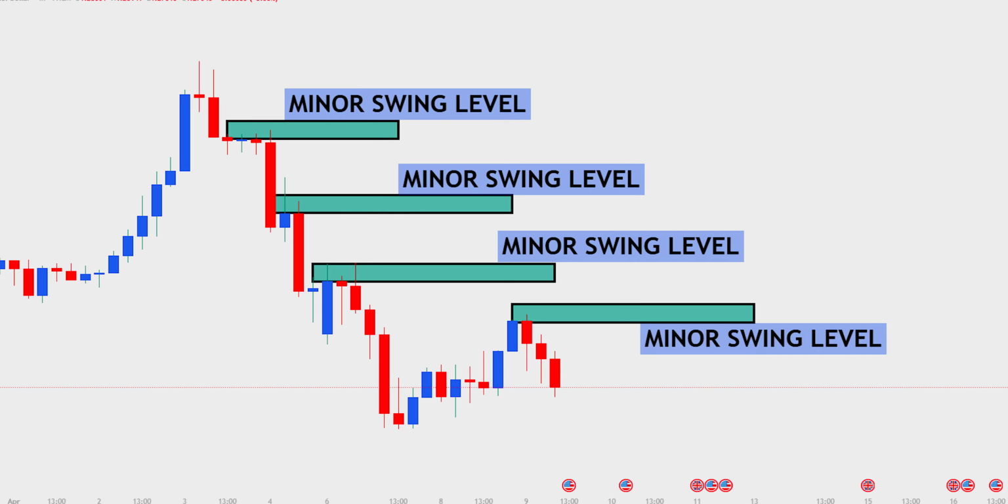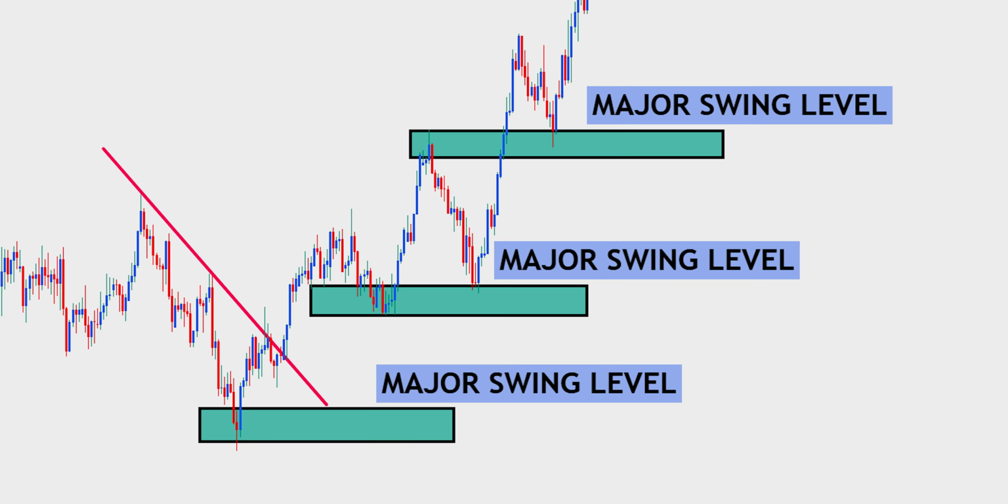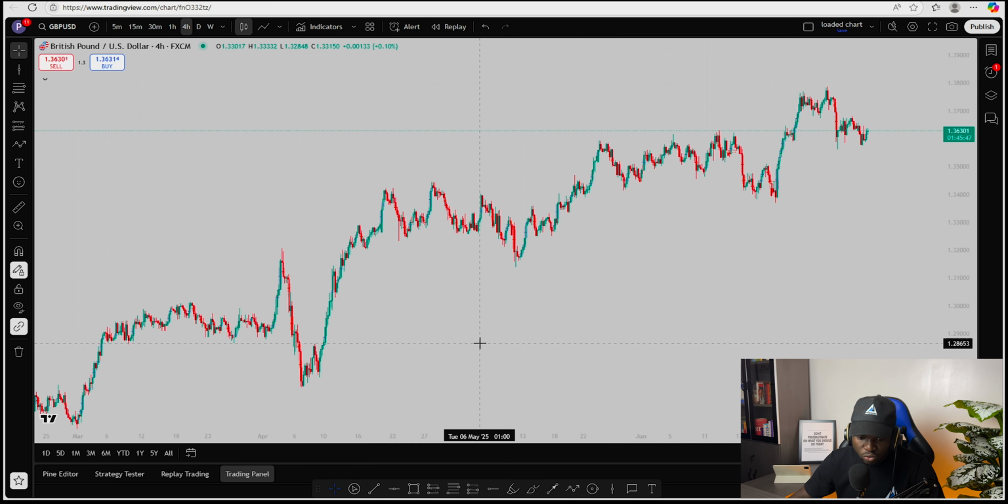I'm going to show you guys the minor swing level and the major swing level. These swing levels will help you to understand structure very well, and at the end of this video, your trading will never be the same. You're going to see a lot of improvement, because I'm going to show you exclusive secrets in this video. How to recognize a swing major level.